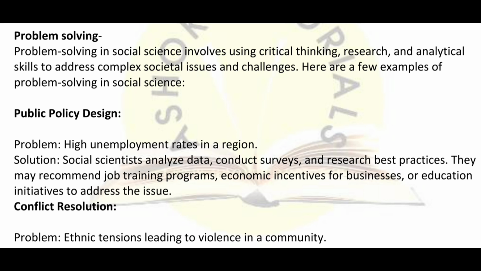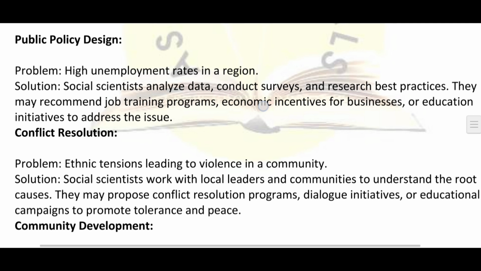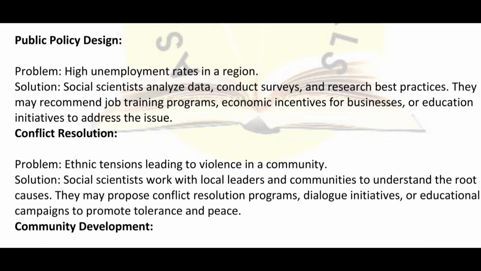All right, so let us see the public policy design problem. Suppose there is a problem, high unemployment rates in a region. So we know that this is a very, very big problem in today's world, right? We are not getting jobs anywhere, even though you are very well qualified, but you don't get a job. So we are having high unemployment rates in different regions of our country. So how are we going to solve this problem? So social scientists analyze data, conduct surveys, and research best practices. They may recommend job training programs, economic incentives for businesses, or education initiatives to address the issue.